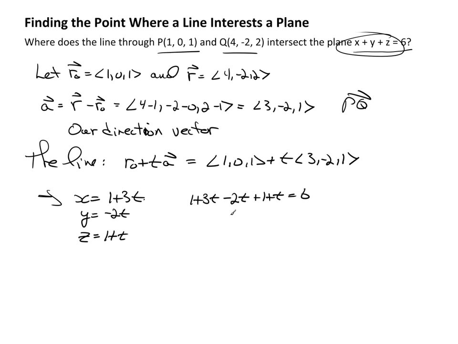So now I need to do a little bit of algebra here. I've got 3t minus 2t plus t. That's just going to be 2t. And I have the constants 1 plus 1, so 2 plus 2t equals 6. That implies 2t equals 4, which implies t equals 2.